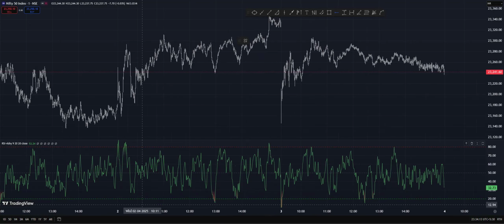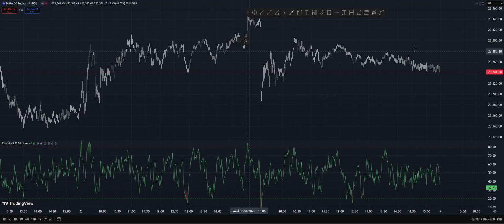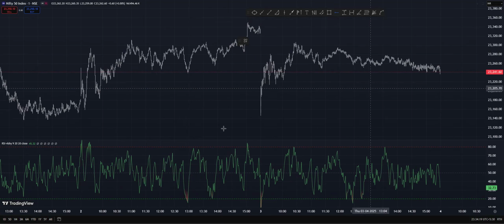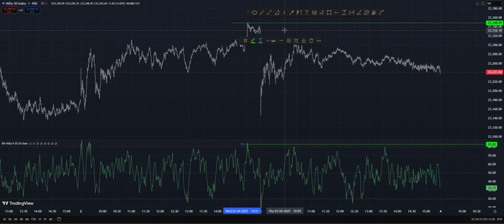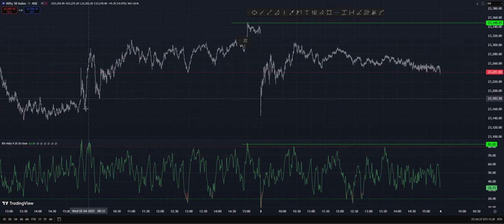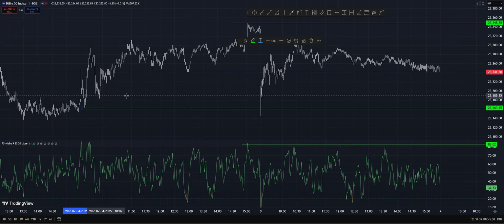So take the high of the second. What was the high of the second? This was the high of the second, right? So mark this here and mark the same here. So this level was the high, and the low of the second was this one. So you need to mark the price low.